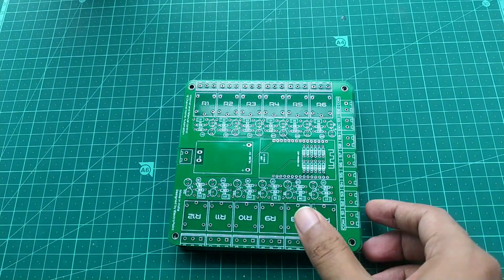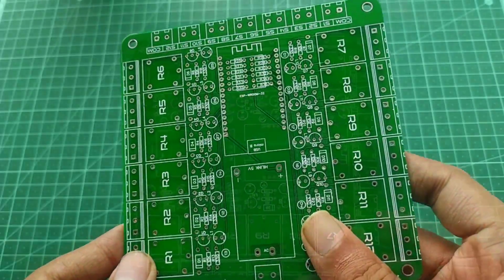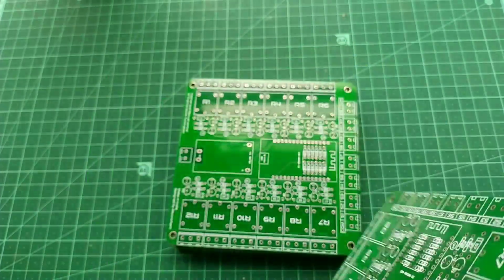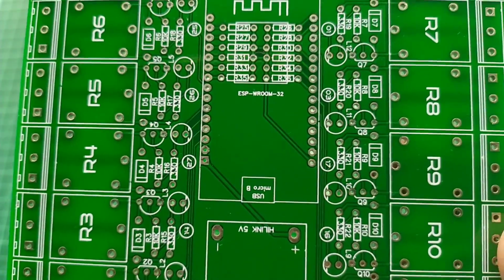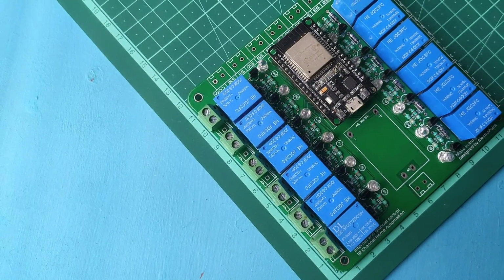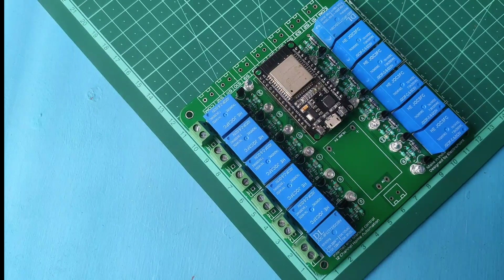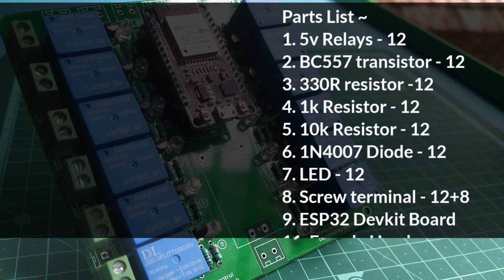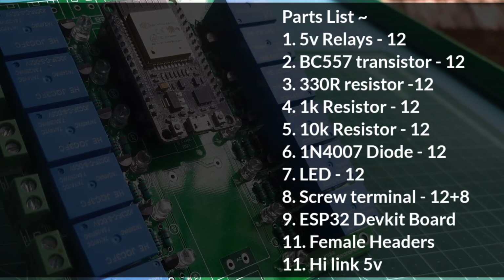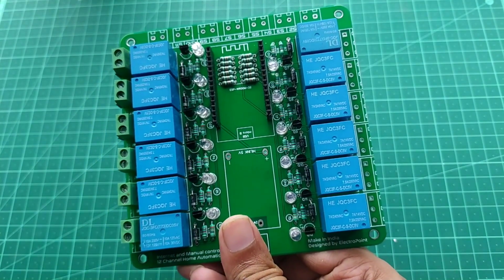I have designed this custom PCB for this project, and ordered it from Rapid Circuit, an Indian PCB manufacturer with excellent manufacturing capabilities. The build quality looks fantastic, as you can see here. The overall dimension of this board is 120 by 120 millimeters. We also need these components. After assembling, it looks something like this.